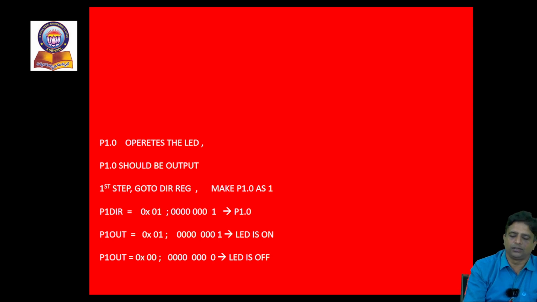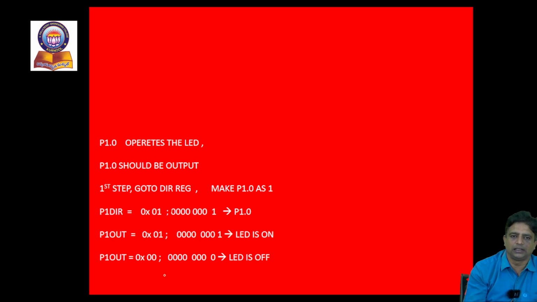And how is it going on? Looking over the first step, we will go to the direction register, then make P1DIR as 1. So this is not giving a value to the register, this is setting. What is the next step saying? The LED will glow with respect to the output that is provided from P1.0. So OUT indicates we can transfer the value, DIR indicates we are only setting the value.